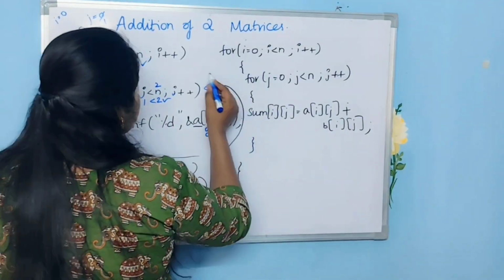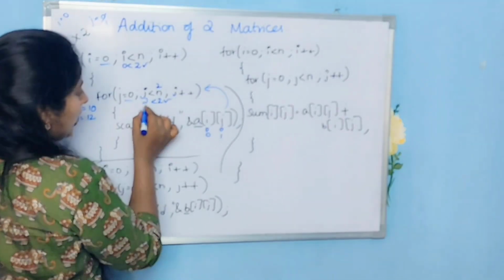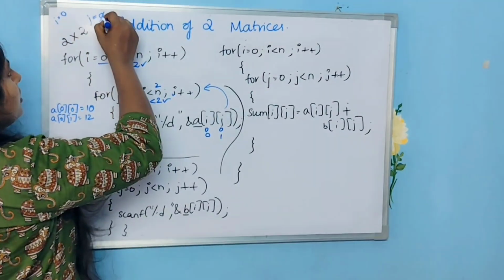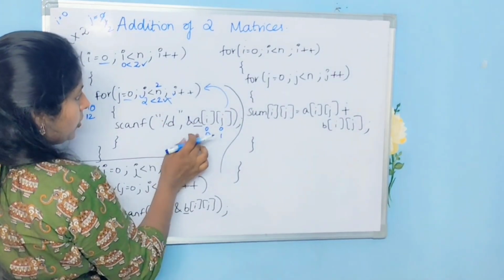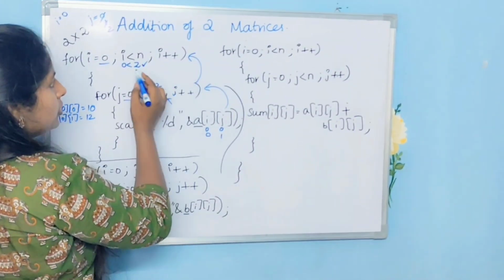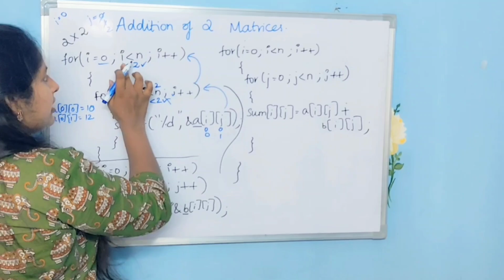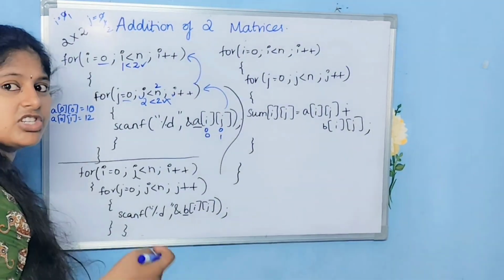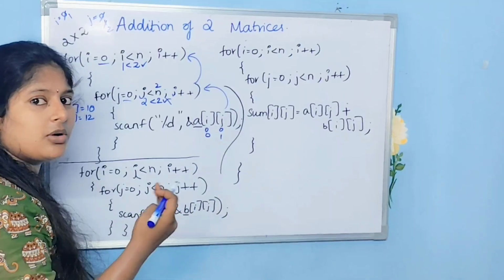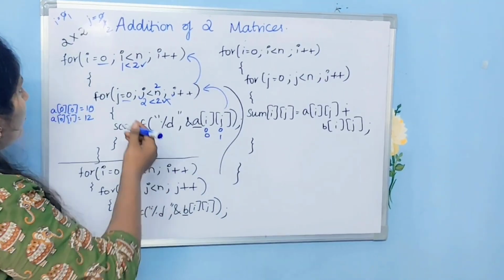Again increment. Now j value is 2. 2 is less than 2, the condition is false, so it doesn't go inside. It goes to the outer loop. The outer loop is incremented, the i value is incremented. i is 1. So the first row is finished. Now I will add elements into the second row.